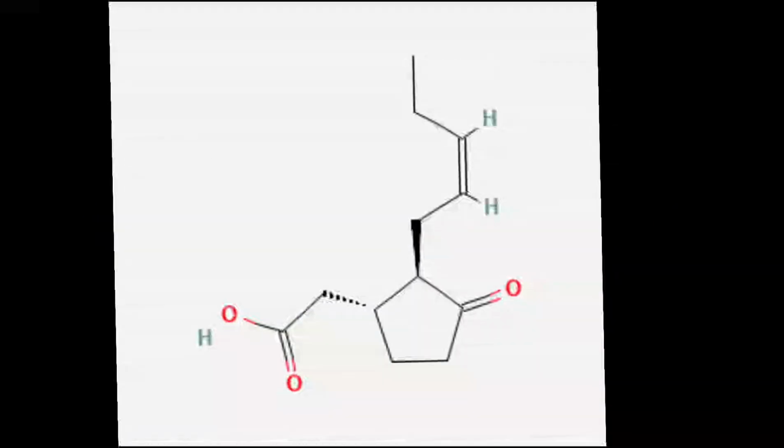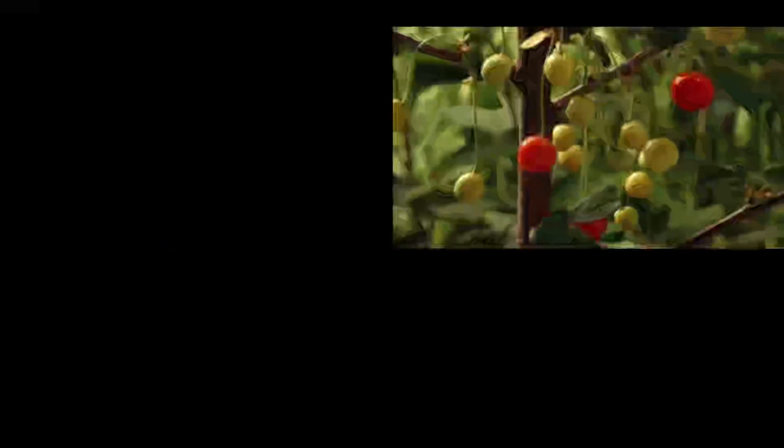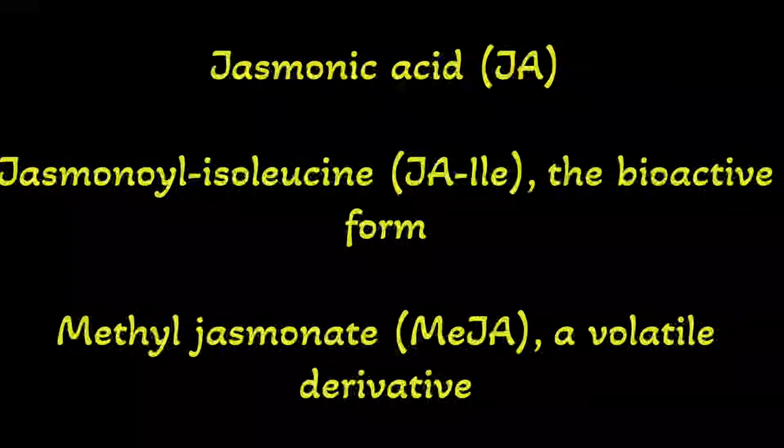So the chemical nature of jasmonic acid: it is a cyclopentanoid compound derived from linoleic acid, a fatty acid commonly found in plant membranes. Its discovery: it was initially identified as a compound associated with floral scent and fruit ripening. So jasmonic acid is now recognized as a versatile signaling molecule in plants. It consists of jasmonic acid and jasmonic isoleucine, the bioactive form, and methyl jasmonate is a volatile derivative.